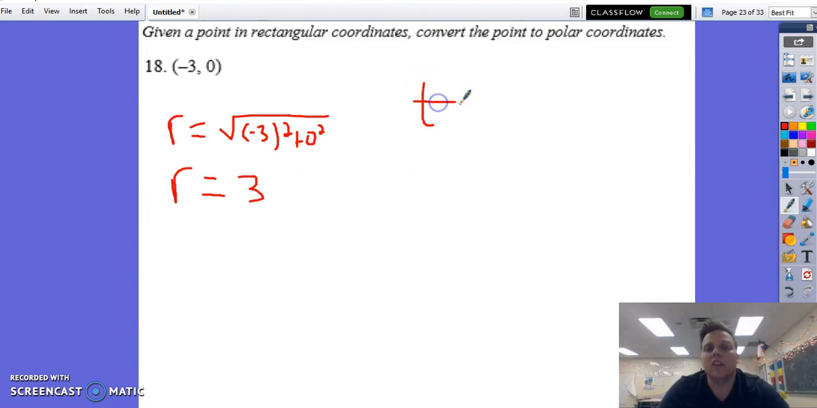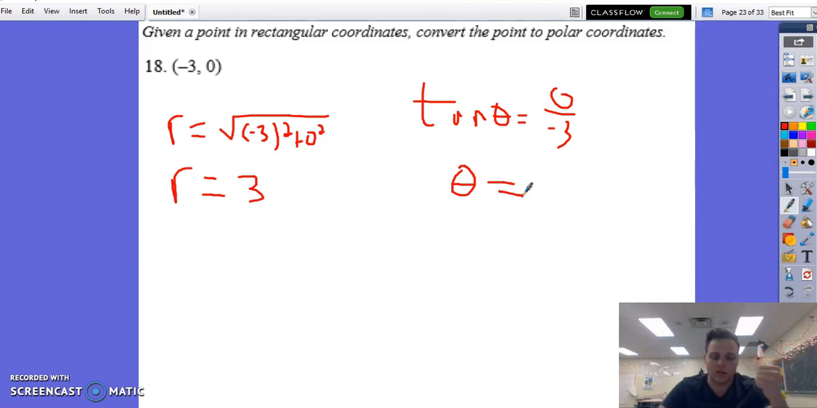And then tangent theta is equal to y over x. So in this case, that'd be 0 divided by negative 3. And 0 divided by anything is 0. So I need to look and see where tangent is equal to 0. Well, it's equal to 0 at 3 places: at 0 radians, at pi radians, and at 2 pi radians.